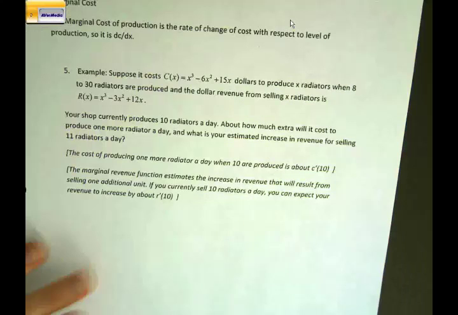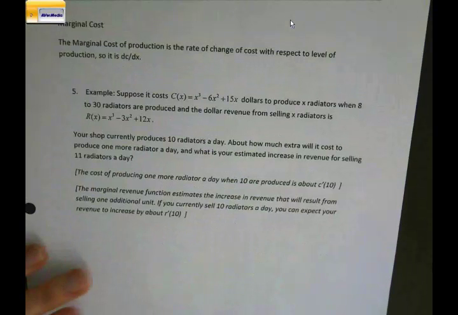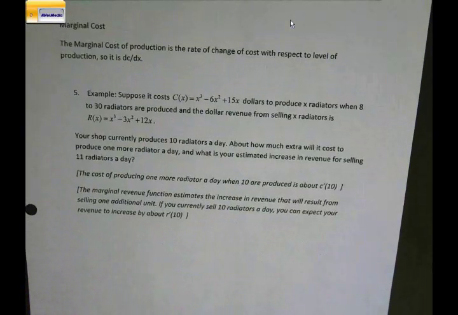Marginal cost. This is the stuff I don't like. This is like economics. One of you guys is good at this, taking an economics class? Okay, the marginal cost of production is the rate of change of cost with respect to the level of production. Something like dC/dx, C being cost, and x being the number of items you're producing.